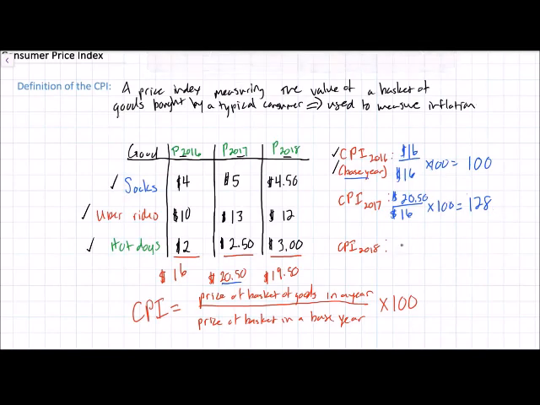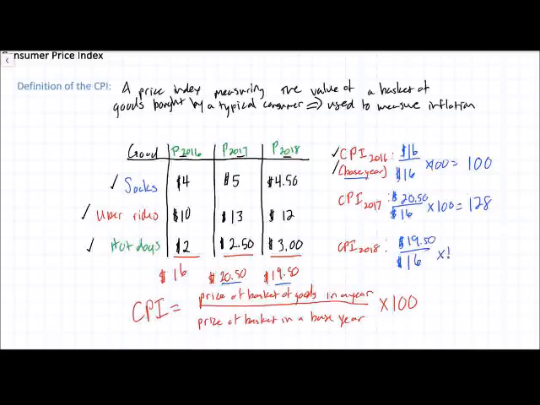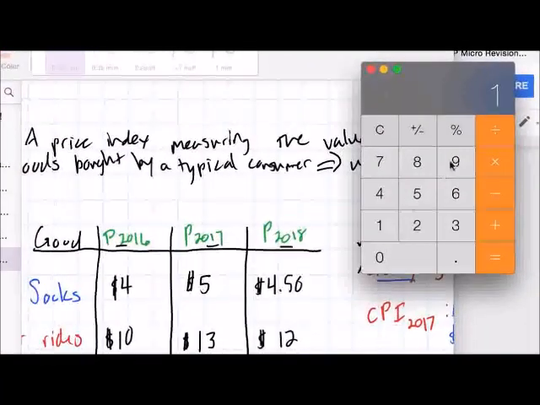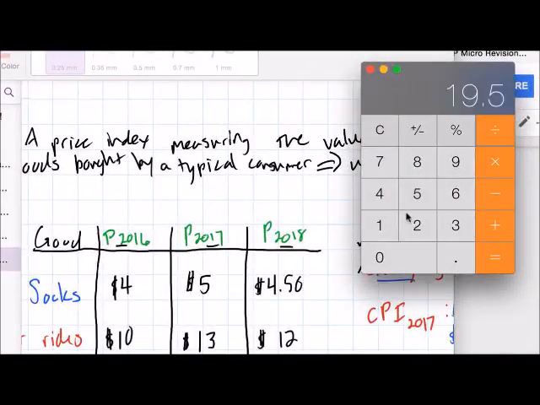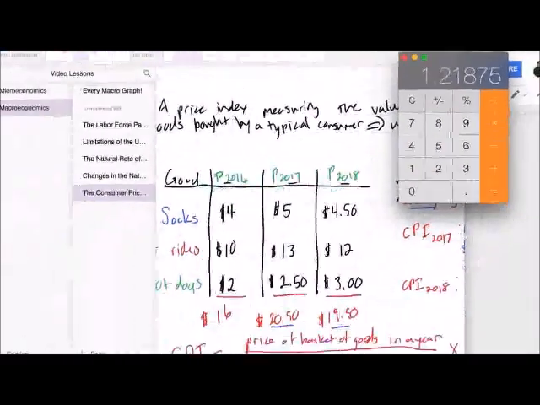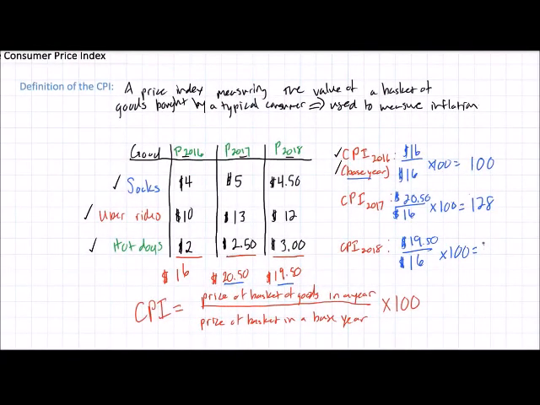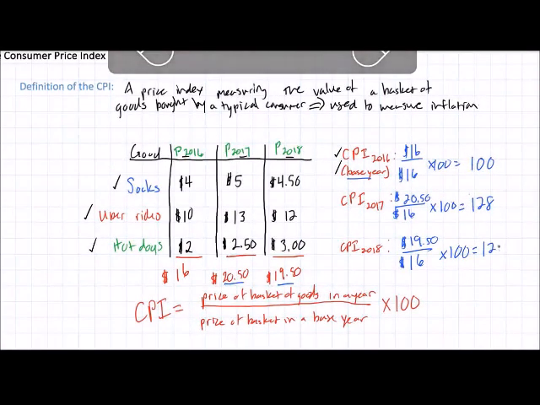Now we can calculate the CPI for 2018. We take the price of the basket of goods in 2018, that's $19.50, and divide it by the price in 2016, which was $16. We'll multiply that by 100. We've got $19.50 divided by 16 gives us 1.21875. Multiply that by 100, we get 121.875. Let's round this one to 122.